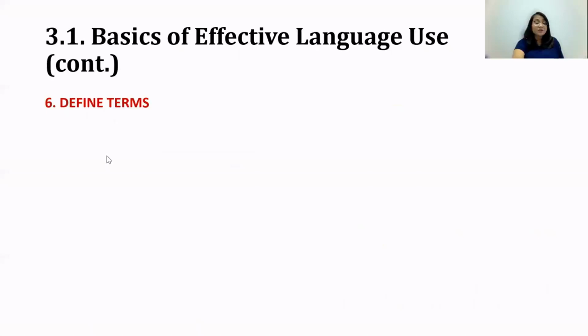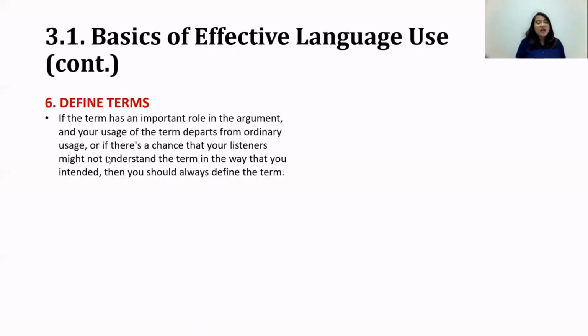Number 6, define terms. If the term has an important role in the argument and your usage of the term departs from ordinary usage, or if there's a chance that your listeners might not understand the term in the way that you intended, then you should always define the term, especially if the term is very technical or very contextual to a certain situation. That's very important, to make sure that everyone in your audience shares the same understanding, so all of them can relate to your presentation. These definitions help reduce unwanted connotations or ambiguities.